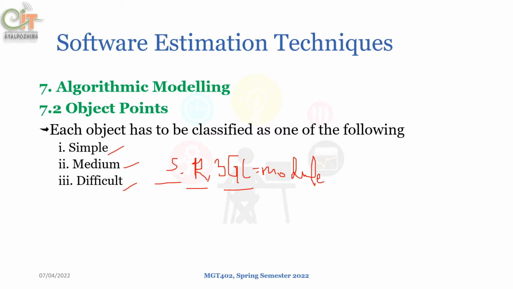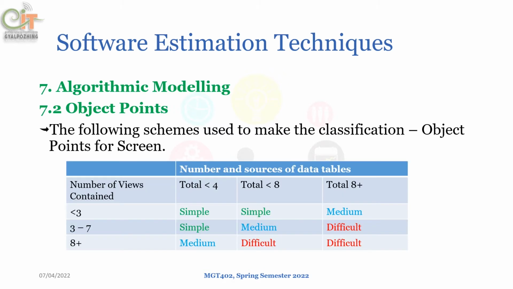Now how can we classify those components into simple, medium, and difficult? Is there any way or any method to do so, or do we just simply assign any kind of screen or report or module as simple, medium, difficult as we like? So no, it's not the case. You need to make the classification by using the scheme, the table that's given here. This scheme is solely for screen.